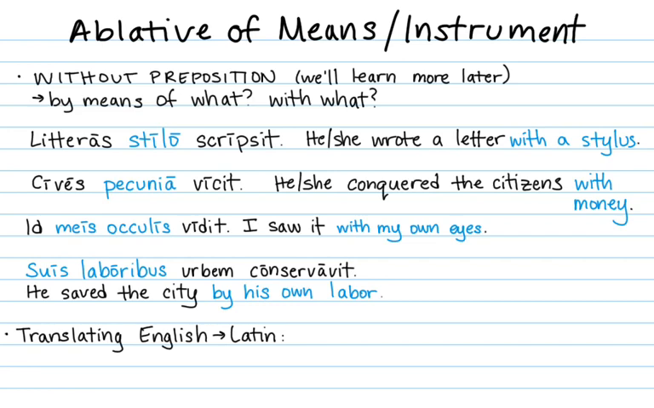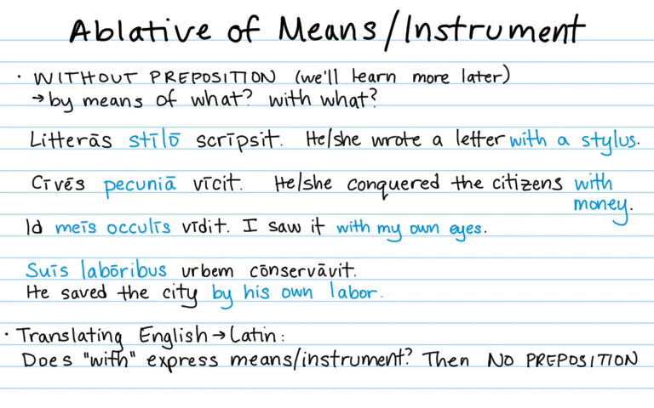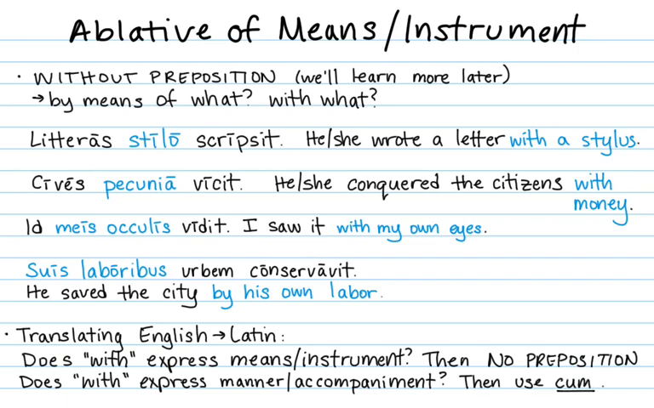When you're translating English to Latin, that's when you really have to understand whether you need a preposition or no preposition. And if you need a preposition, which one do you want? So in English, does with express a means or an instrument, like I wrote it with a pen? Then you don't use a preposition, you just use the word in the ablative. If in your English sentence with expresses manner or accompaniment, then you do use the preposition cum.